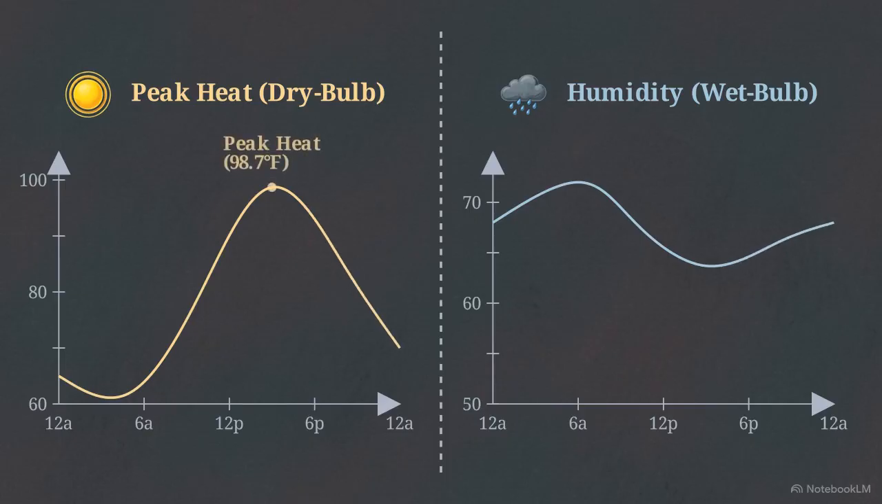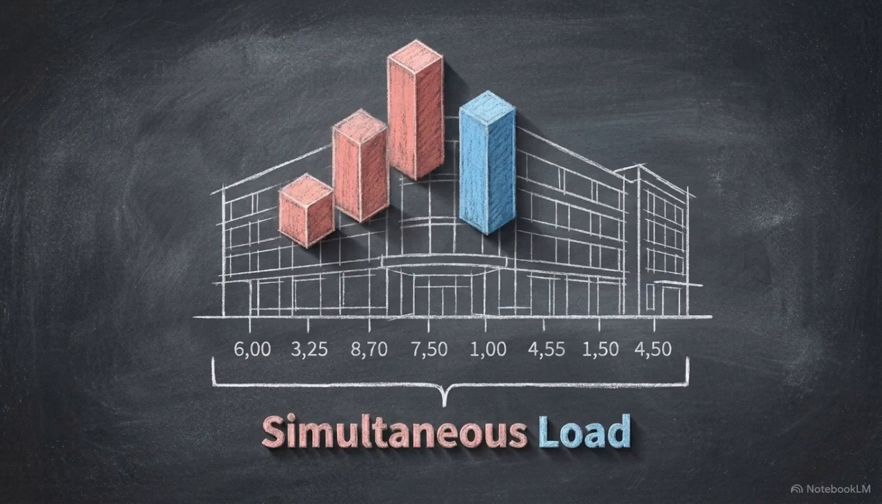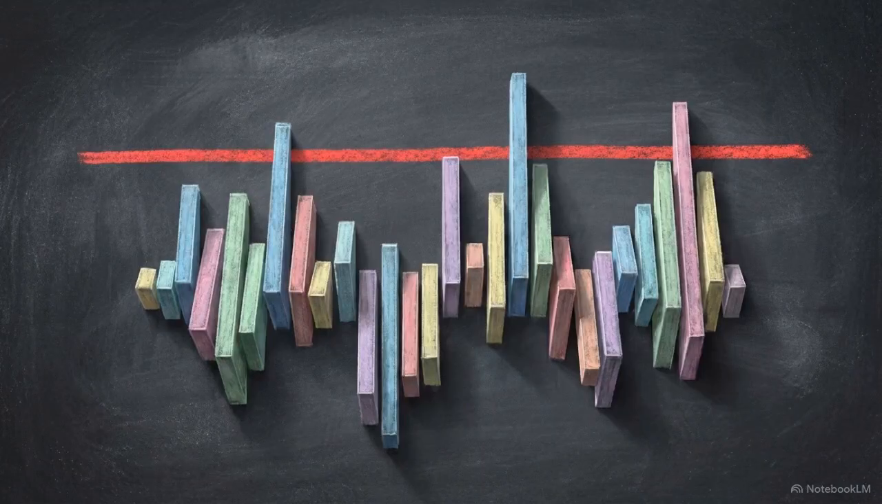This coincident metric is vital because absolute peak dry bulb temperatures rarely occur at the exact same moment as absolute peak humidity. By pairing the peak dry bulb temperature with its concurrent average wet bulb temperature, engineers calculate a realistic, simultaneous, sensible, and latent load. They avoid compounding worst-case variables that simply do not exist together in the real world.